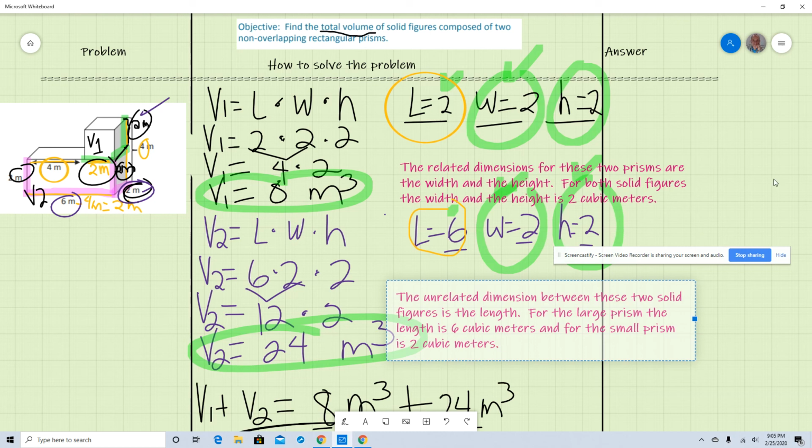Okay, my friends, please watch the video again. These are your statements when you're comparing the length, the width, and the height. And this is how you find the volume for two figures that are composing one complex figure.